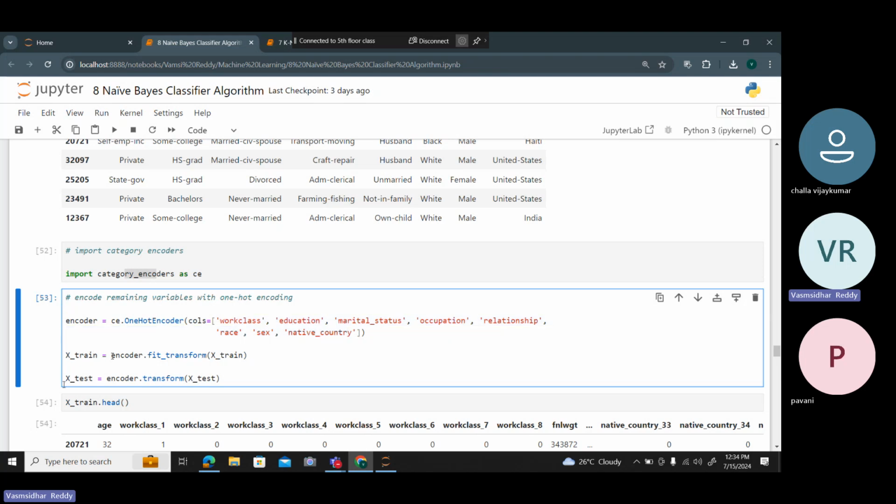X train equals encoder dot fit transform on X train.